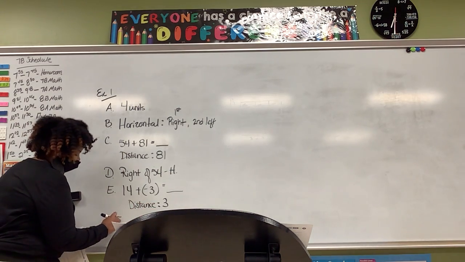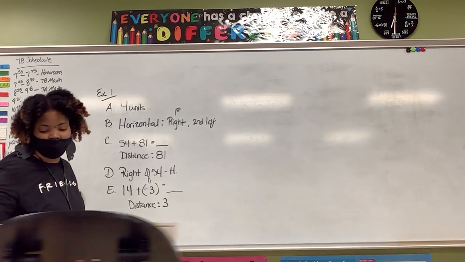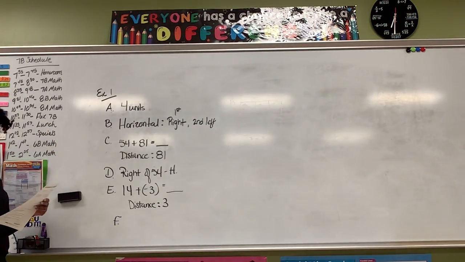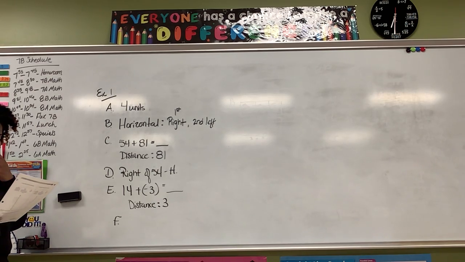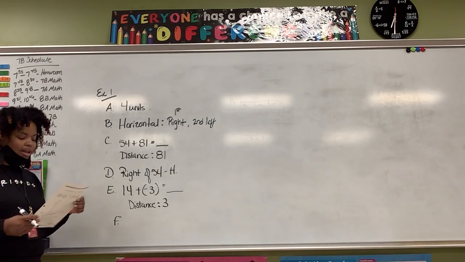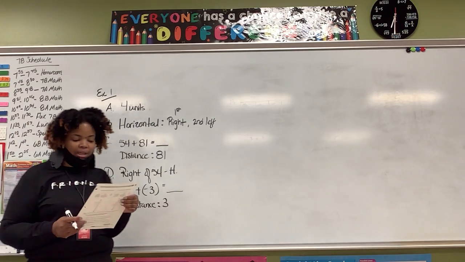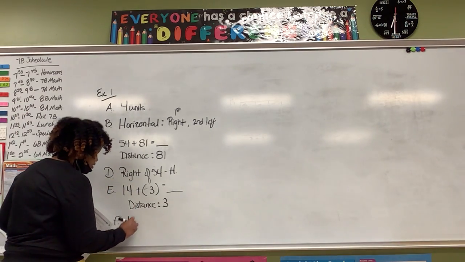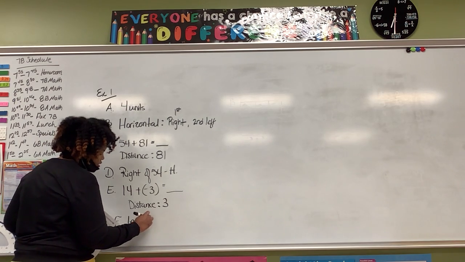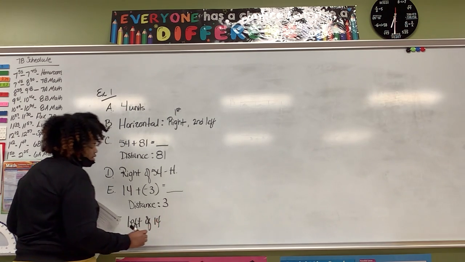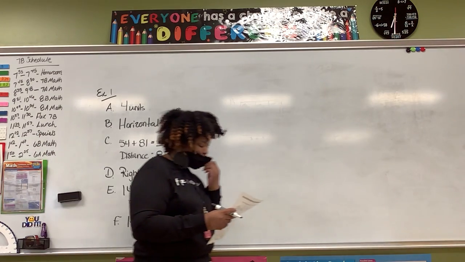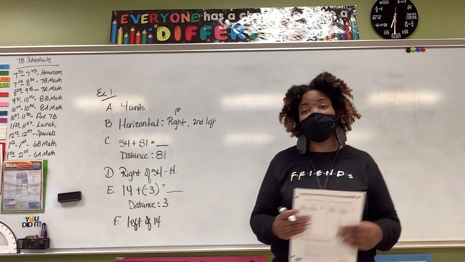Let's look at F. F says, is the sum to the right or left of 14 on the number line? Left. It is on the left. Why? Because it's lower than 14. And it's also negative, because we're going to go negative. Okay. Any questions with that?